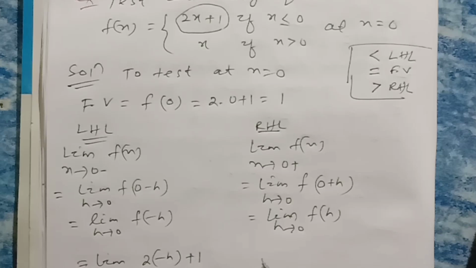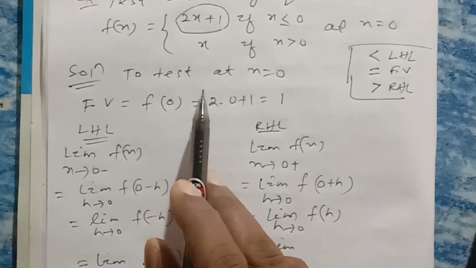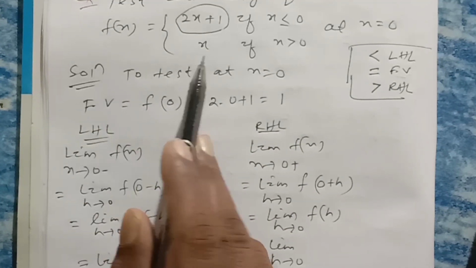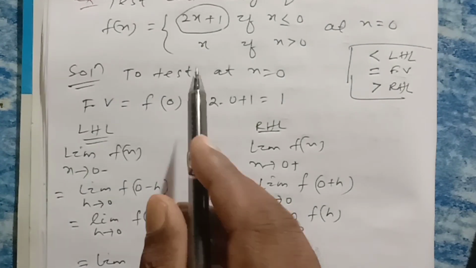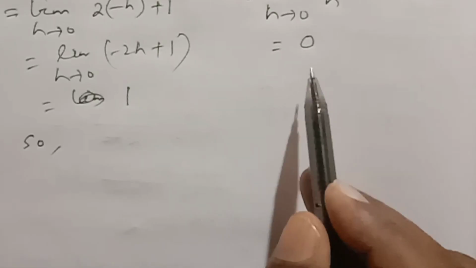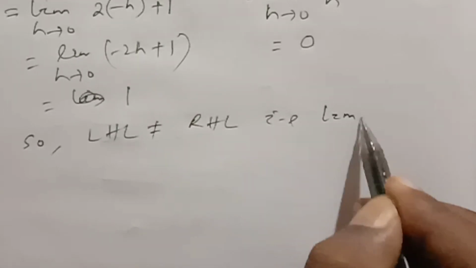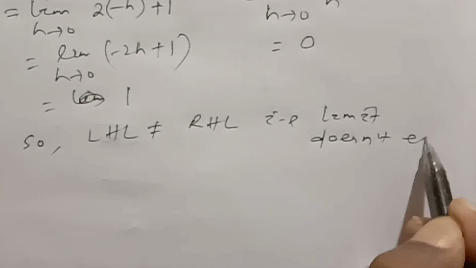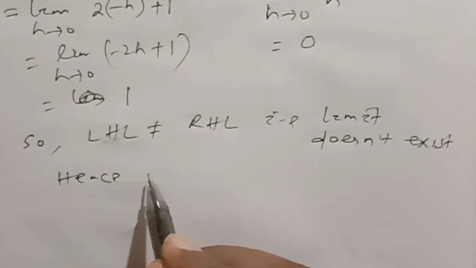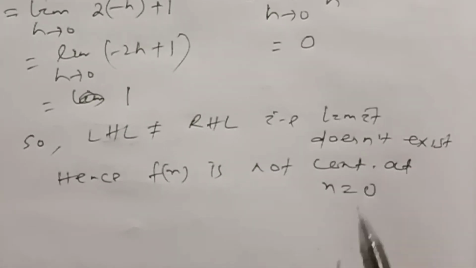And here, what happened? Limit h tends to 0 of f of h. I said the right hand limit: where will the right hand limit come from, which is the right hand function? Where greater than, meaning x. So f of x is x, that means f of h will be, we put x is equal to h. So this is h and h is 0, this is 0. So functional value is 1, LHL is 1 but RHL is 0. So LHL is not equal to RHL, that is, limit does not exist. So remember, if limit of a function doesn't exist, then the function cannot be continuous. So f of x is not continuous at x is equal to 0.